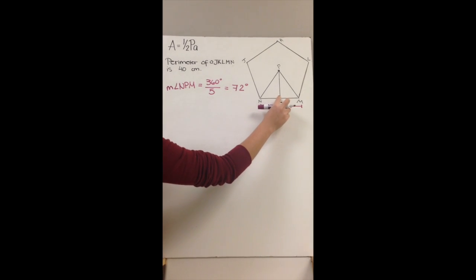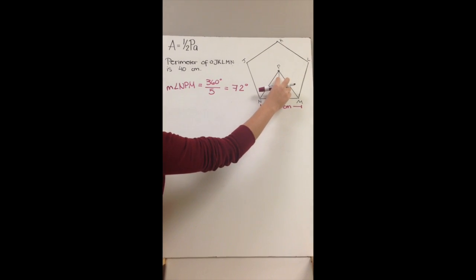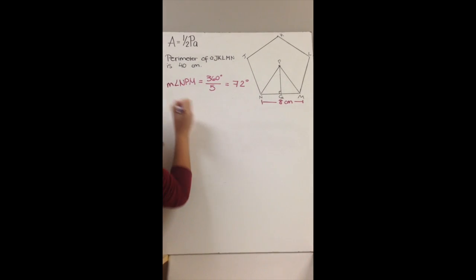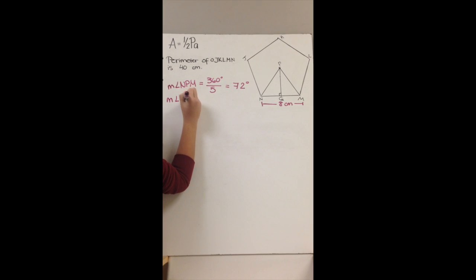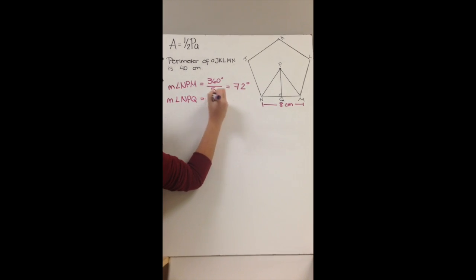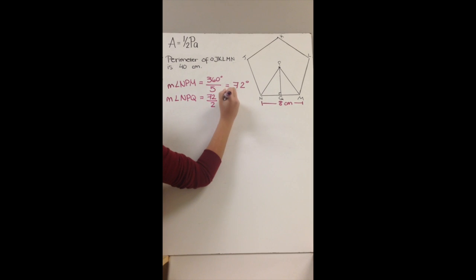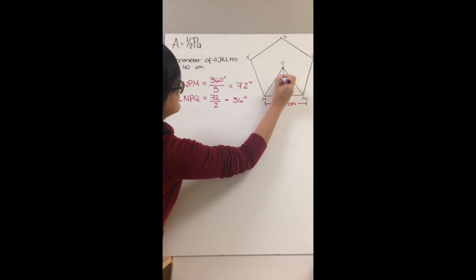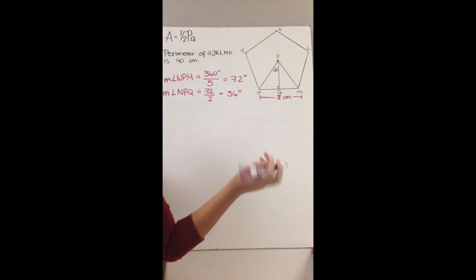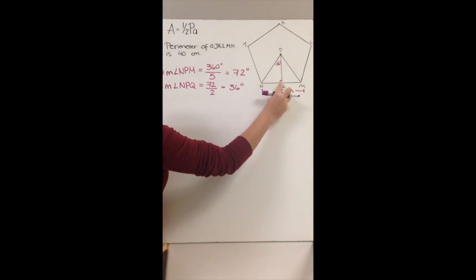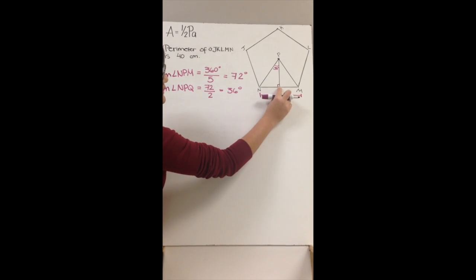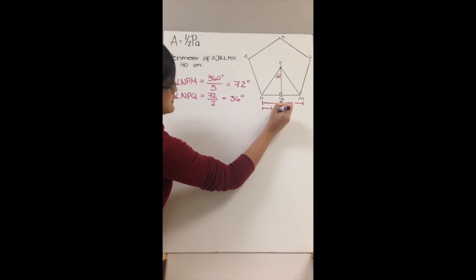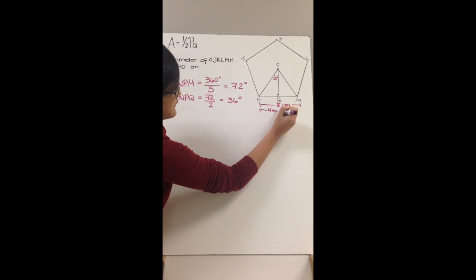But we want to use right triangle trigonometry, so we just want this angle. And we know that this apothem bisects the angle and the side. So let's say measure of angle NPQ is equal to 72 over 2, which is 36 degrees. So now we know this is 36 degrees. And since we need one more side to find the apothem, since this bisects this side, we can say that this is equal to 4 centimeters.